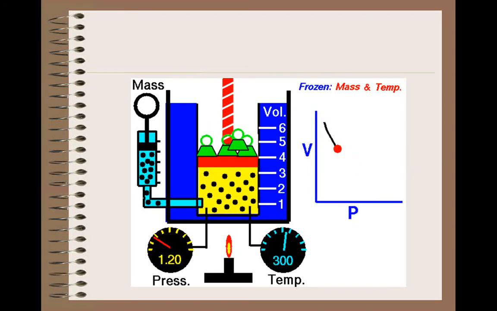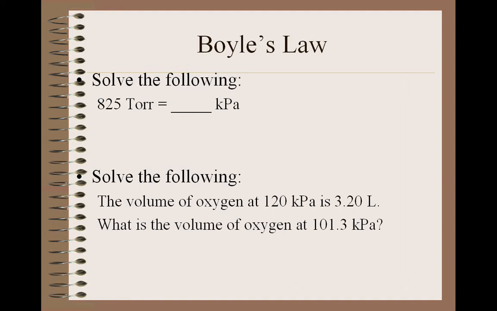Alright, so let's solve the following. We have 825 torr. We're going to convert that to kilopascals. So remember, 760 torr was 101.3 kilopascals. So we know that 101.3 kilopascals divided by 760 torr is equal to X amount of kilopascals divided by 825 torr. And that tells us that 825 torr is 109.96 kilopascals.